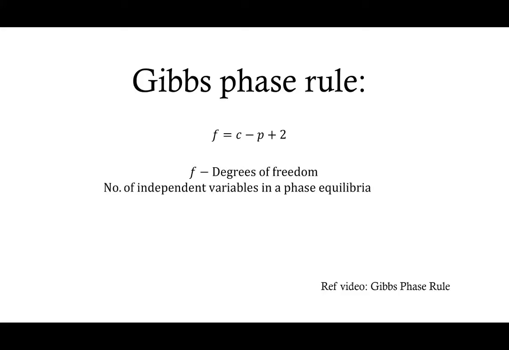F is the degrees of freedom, number of independent variables in a phase equilibrium. C is the number of components in the system, and P is the number of phases in equilibrium. We can use C minus P plus 1 instead of C minus P plus 2 for constant pressure cases, which is true for the phase diagrams that we are going to see.